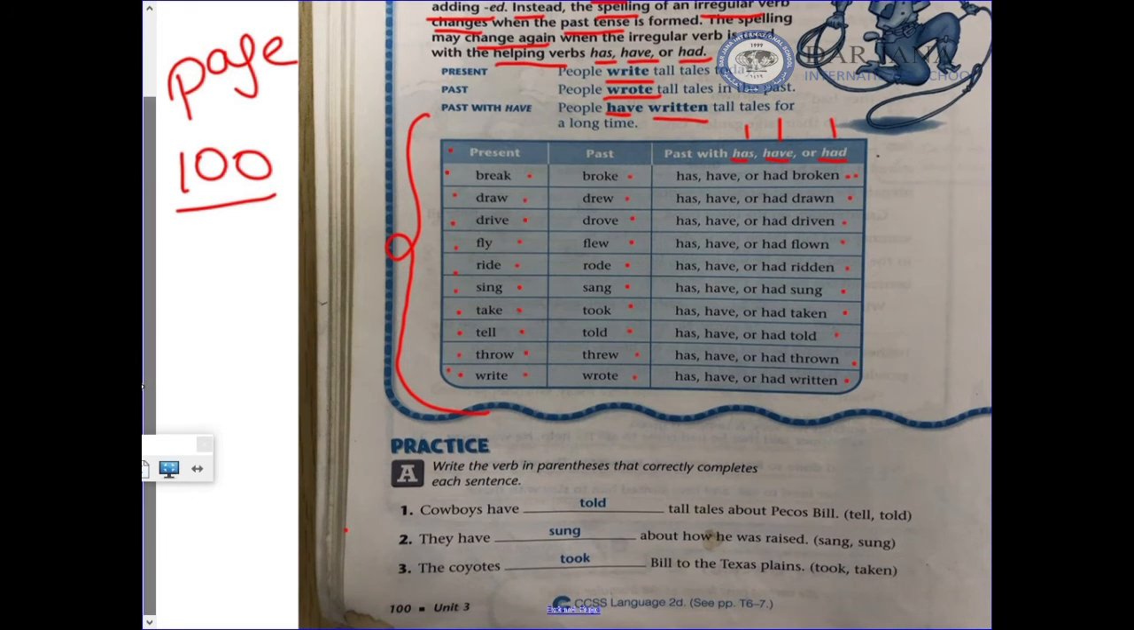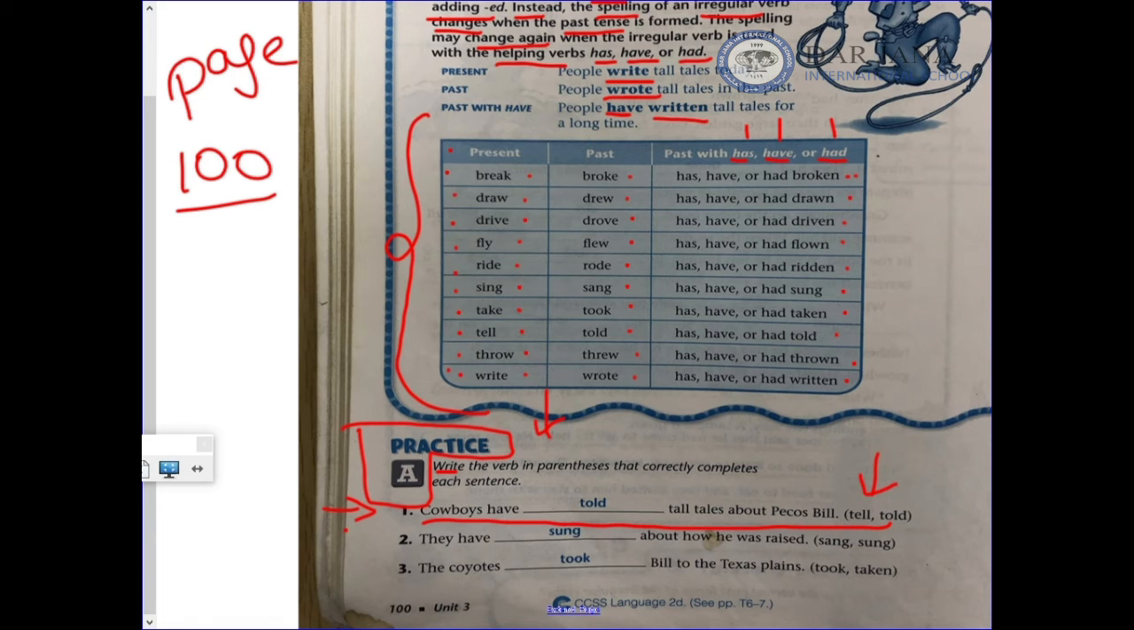Let's go to practice A. Read the question. Write the verb in parentheses, so we need to write the verb that is in the parentheses, that correctly completes each sentence. The trick is very easy, guys. The way we solve it, you need to read the whole sentence. Once you read it, always double check.